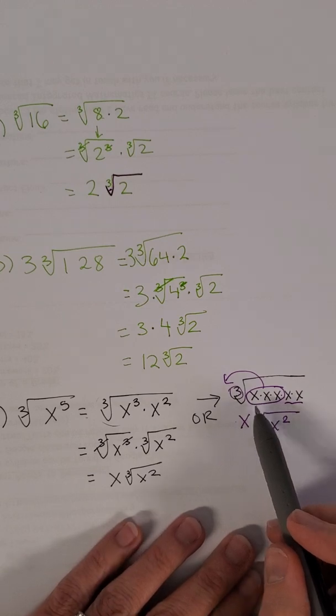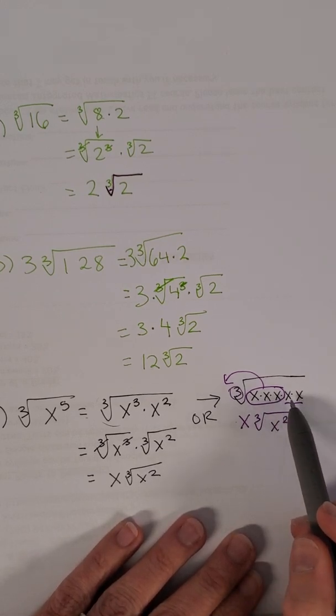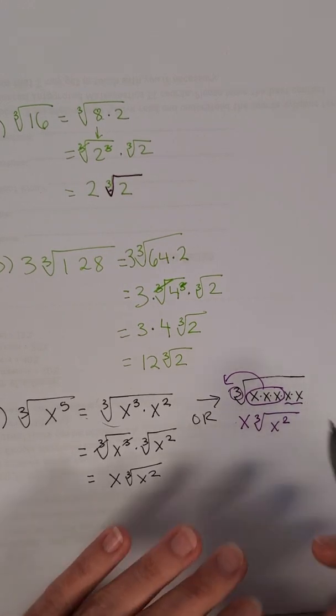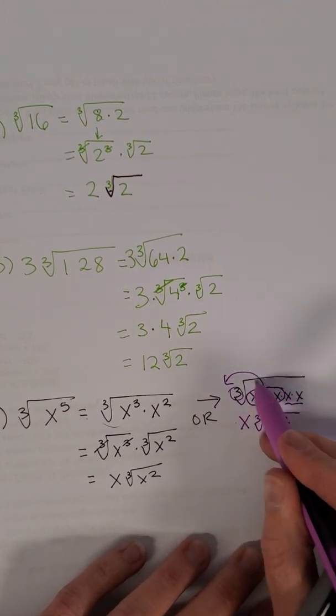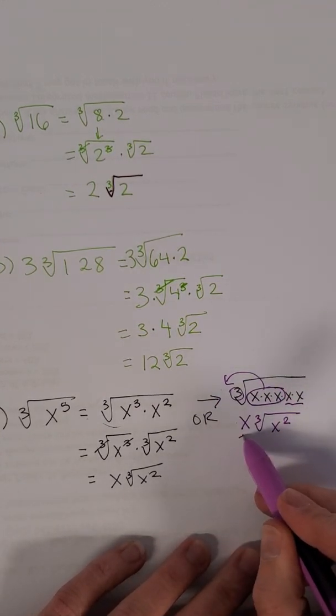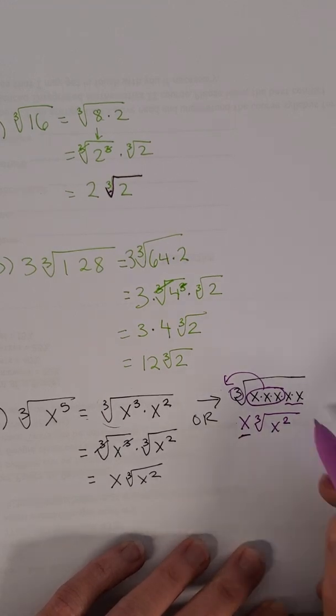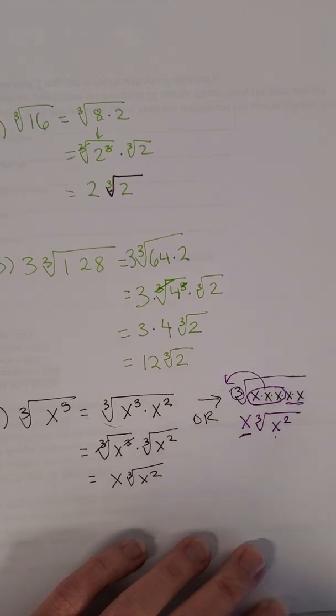I expanded this out as x times x times x times x times x. That's x to the fifth. I'm looking for groups of 3. I have a group of 3 that's going to come out as a perfect cube, which is x. And under the radical, I have x squared left.